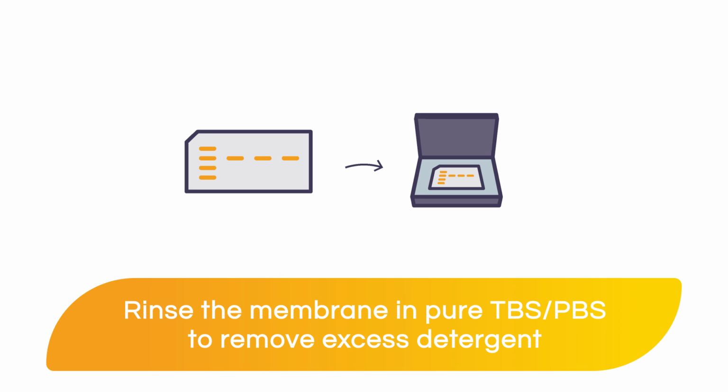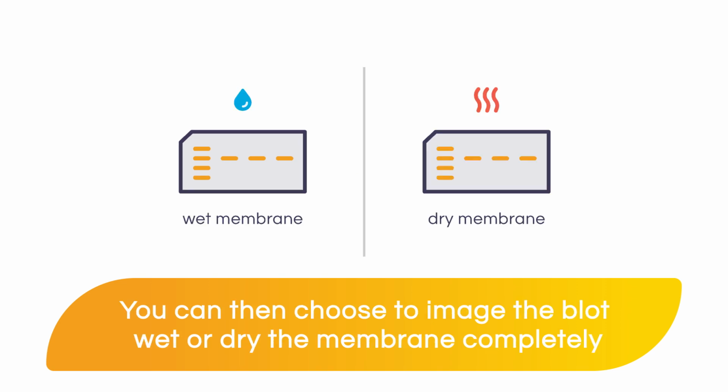After the final wash in either TBST or PBST, you should rinse the membrane in pure TBS or PBS to remove the excess detergent, because detergent fluoresces and could cause unnecessary background. You can then choose to image the blot as it is, wet in the buffer, or to dry the membrane completely prior to imaging. This choice depends on several factors. Imaging the blot wet is the fastest way to get your data. Simply place the wet blot directly into the imaging system with a slight excess of buffer to make sure it doesn't dry out during the imaging process, making sure that there are no air bubbles, and then acquire your image.